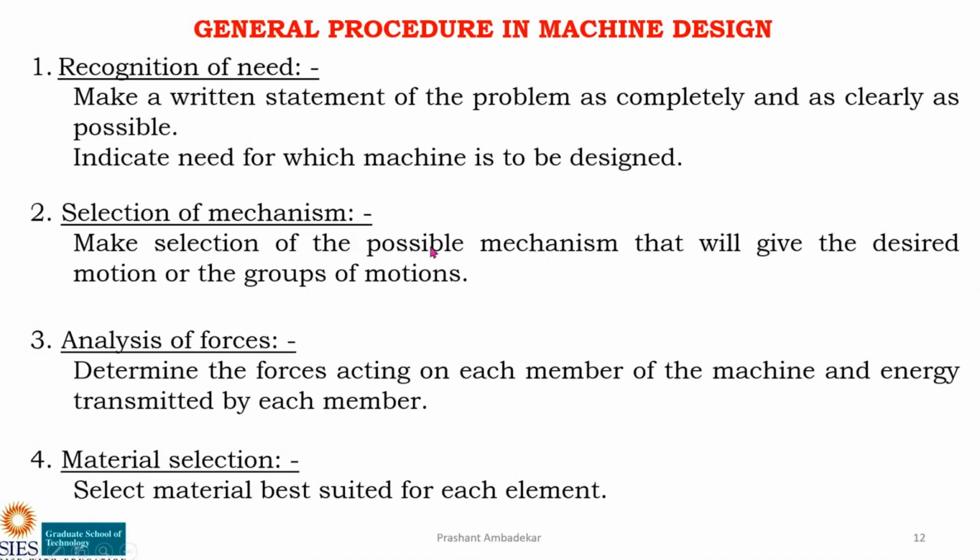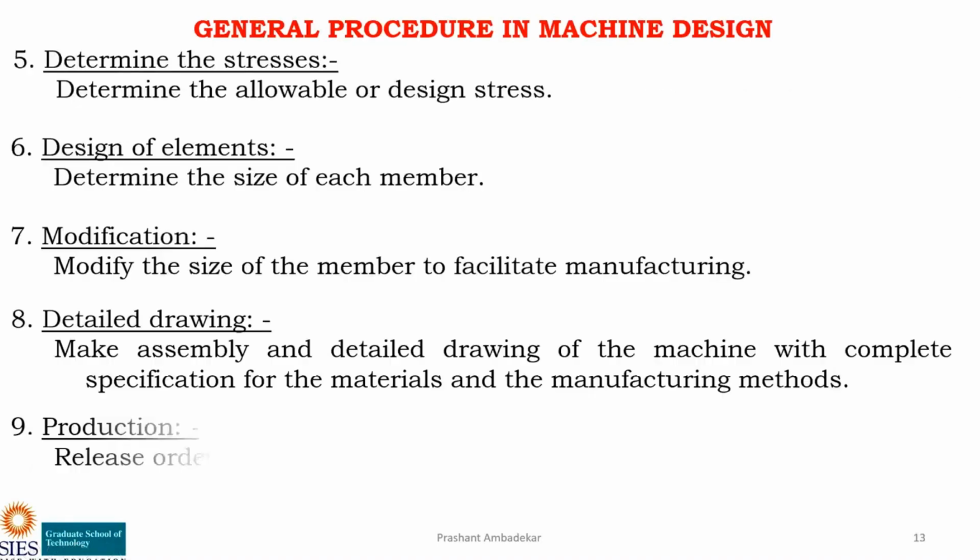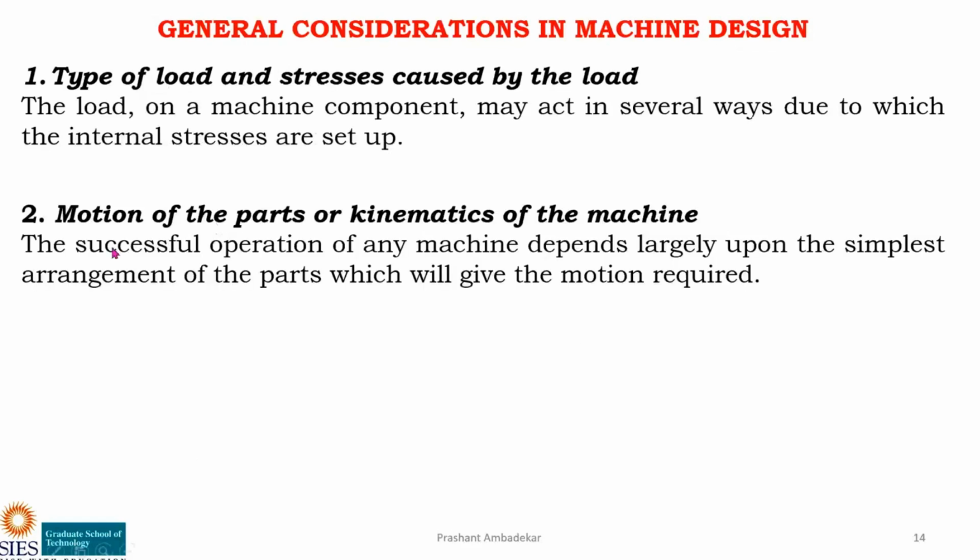Okay, so there may be three mechanisms possible, out of which if you select the third mechanism, the least suitable mechanism, then what will happen? It will not give us a good result. If you select the first possible mechanism, then you may get a good result. So what this point suggests is the successful operation of any machine depends largely upon the simplest arrangement of parts which will give the required motion. So the arrangement of parts should be simple and the mechanism should be properly selected.